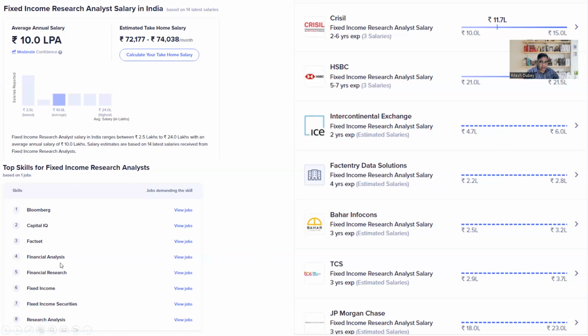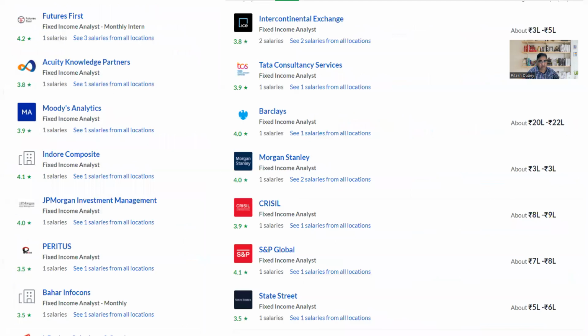You will look at financial analysis, financial research, fixed income securities, research analysis, assignments, the way the class is going to progress, and the credit rating exercises that we are going to deal with. All these are going to equip you for this kind of a job as well.